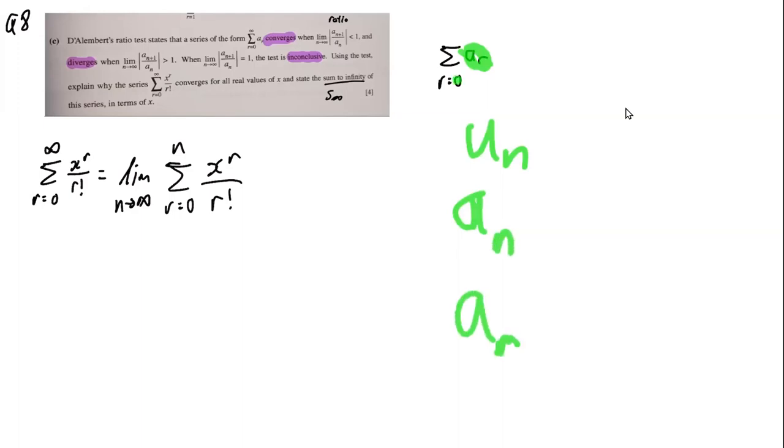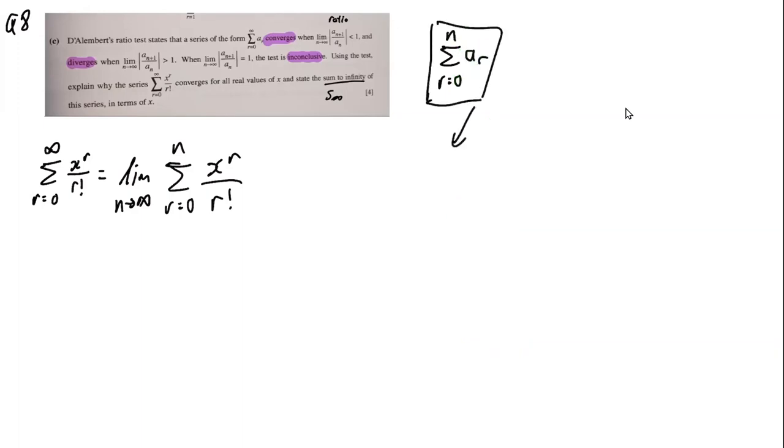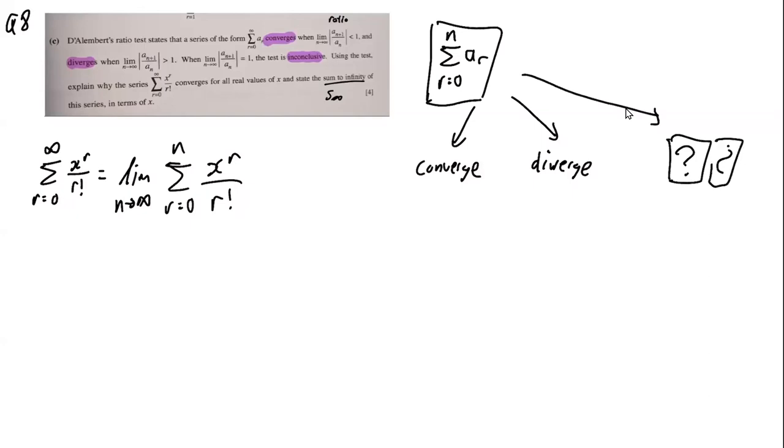So from those three conditions, let me just summarize it again. Summation AR, a generic term, like instead of UN, it's AN, and instead of using N, they use the letter R. Then you take the summation from r equals 0 to N. This series, you have three behaviors. It's either converge, diverge, or you cannot conclude anything. Question mark. Inconclusive. Cannot conclude anything.